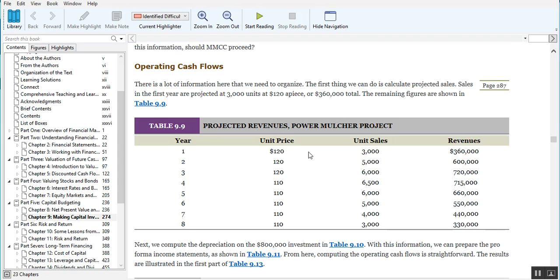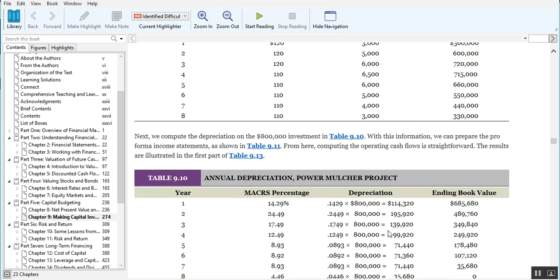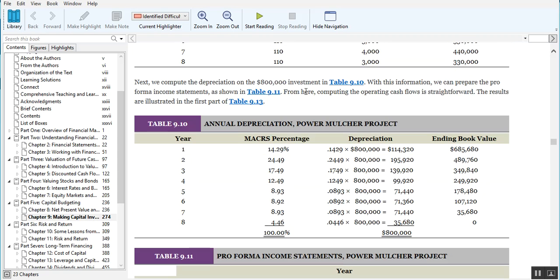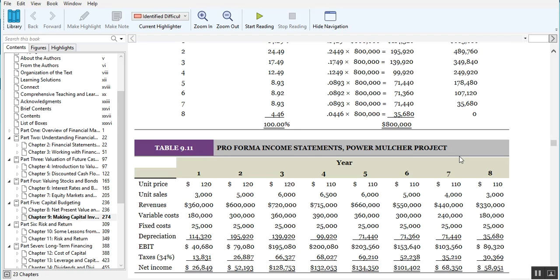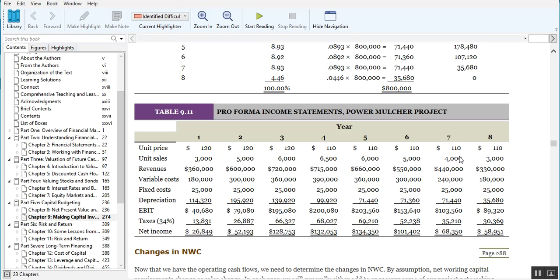So here we project out revenues. Notice we take the unit price in each of the years times the number of units that we anticipate to sell. Next, we calculate depreciation on the $800,000 worth of equipment using a 7-year depreciation, and we're going to use the MACRS percentages here to calculate what that depreciation is each year. And then we're going to prepare pro forma financial statements or income statements looking at this project.